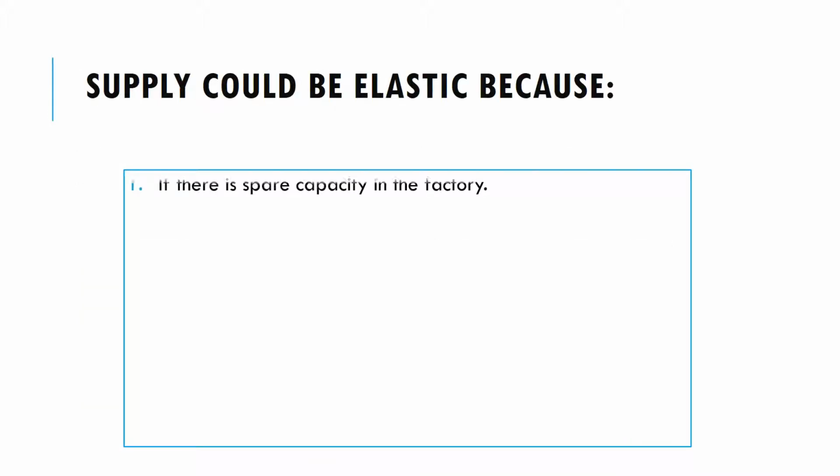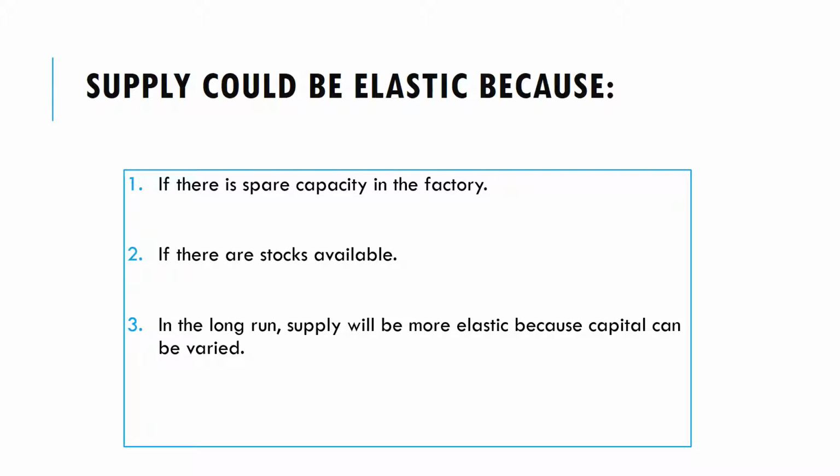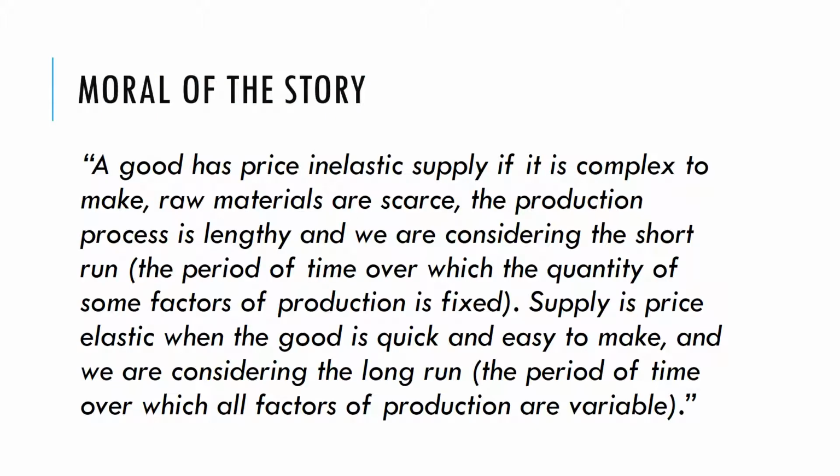Why might supply be elastic? Well, if there's lots of spare capacity, then a firm or a producer can quickly increase the scale of production if the price rises. Again, if there are stocks available, they could do the same. In the long run, supply tends to be more elastic because we can build more factories and hire more workers. And so we can increase the levels of factory production, and if it's easy to do so, we can supply more if the price was to rise.